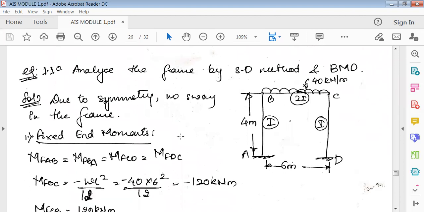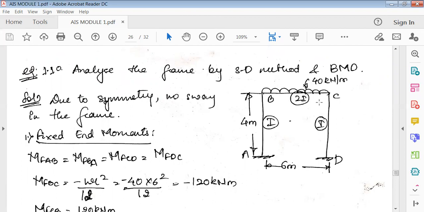Now see here: analyze the frame by the slope deflection method and draw the bending moment diagram. In this problem, there is a UDL here. Again, by seeing the frame, you can make out whether it is a sway frame or a non-sway frame. In the question, they will never mention whether it is sway or non-sway. You have to see the frame and analyze it.